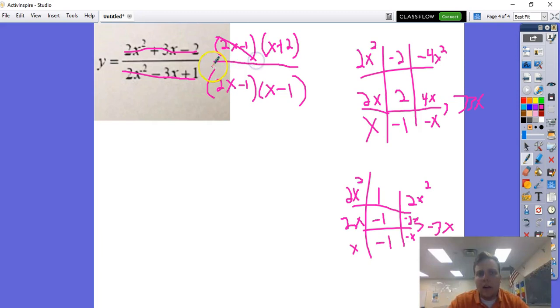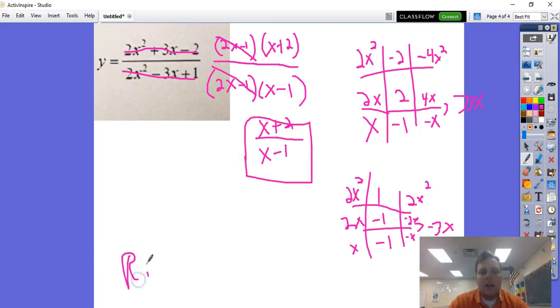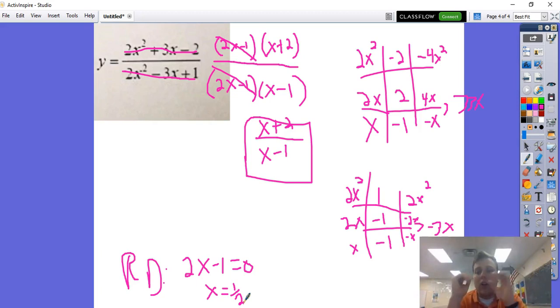Now, is there anything I can cancel out? Yes, the 2x minus 1s. I crossed them out, so I'm left with x plus 2 divided by x minus 1. This should be sending off alarm bells. I just canceled something out, which means I have a removable discontinuity. What did I just cancel out? The 2x minus 1s. So I set 2x minus 1 equal to 0 and solve for x. Add 1, divide by 2, so x equals 1/2. That is the x value, the location of your hole.